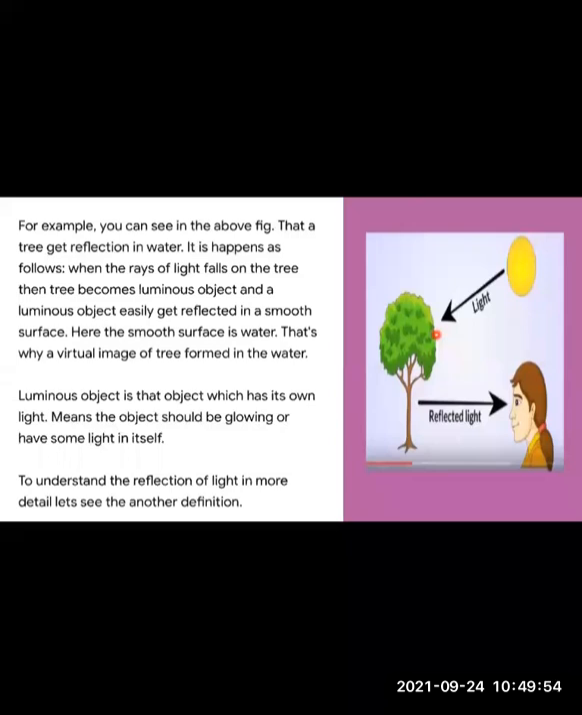Luminous objects are the objects which have their own light. These objects should be glowing or have some light of their own. So in other words, I can say whenever a ray of light falls on an object, it is going to bounce back from the object into our eye.